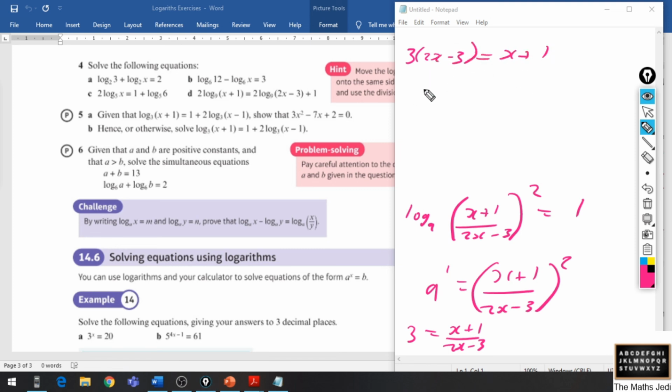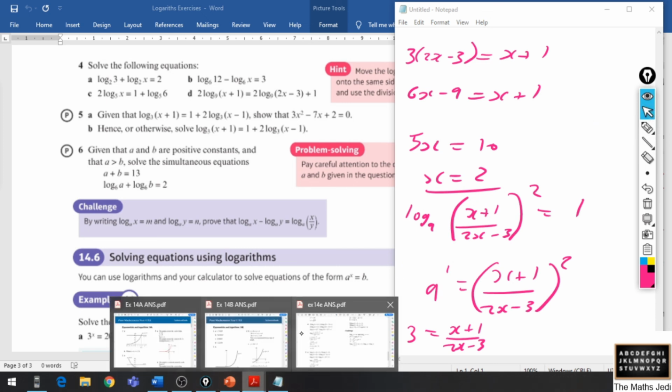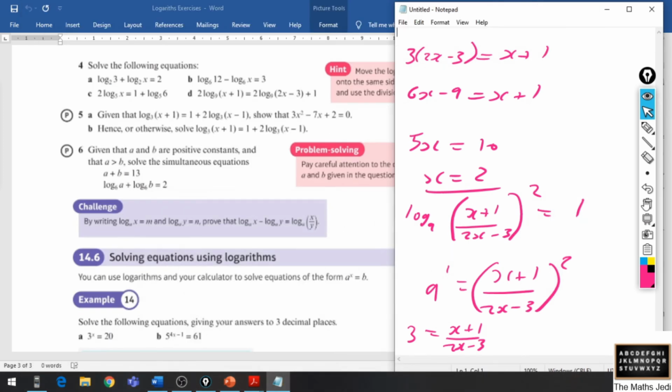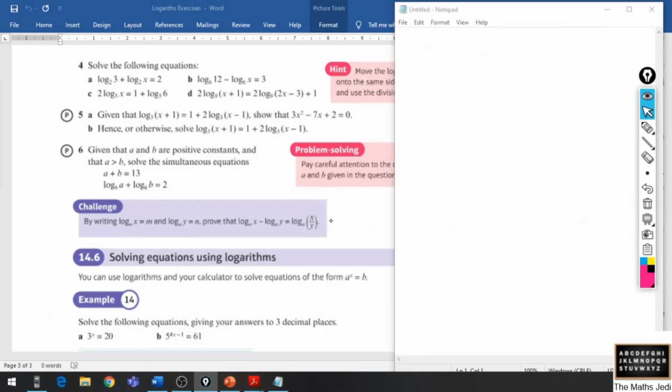That's going to be 6x minus 9 equals x plus 1. And then taking the x's together, you end up with x being 2. Let's just check our answer, make sure we're right. 4 part D. Oh, it's here. So 2 log 9, yep, all the same through. x is 2, easy. So again, not as straightforward, but certainly doable.